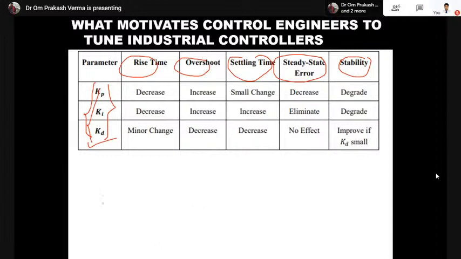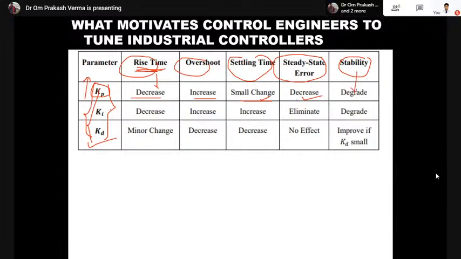So what happens? Your rise time will decrease when you increase the value of KP. The overshoot will increase. Settling time will change only a small amount, which means there is no effect on the settling time. However, the steady state error will decrease. The stability quality will degrade.